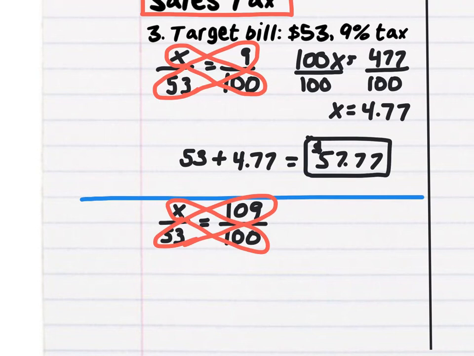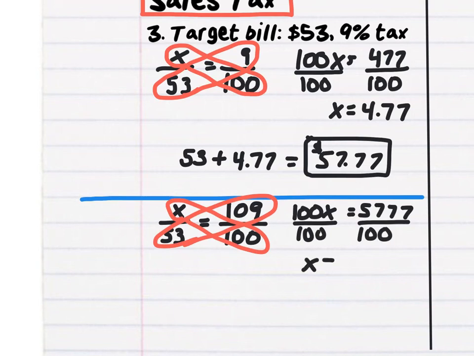So when we do the butterfly, the cross products, we get 100x, and then 109 times 53 is 5,777. And see, when we do it this way, automatically you're going to get the price with the tax added on. So it's $57.77.